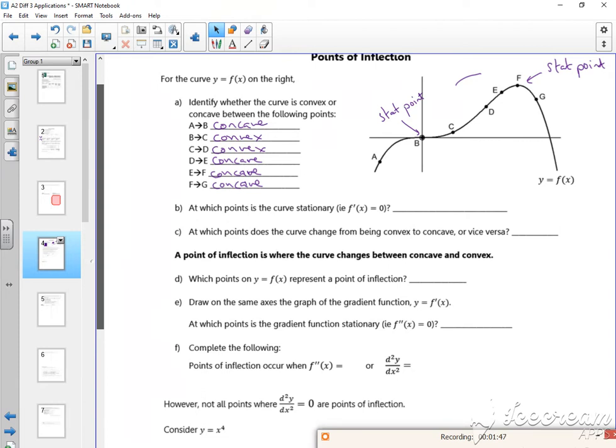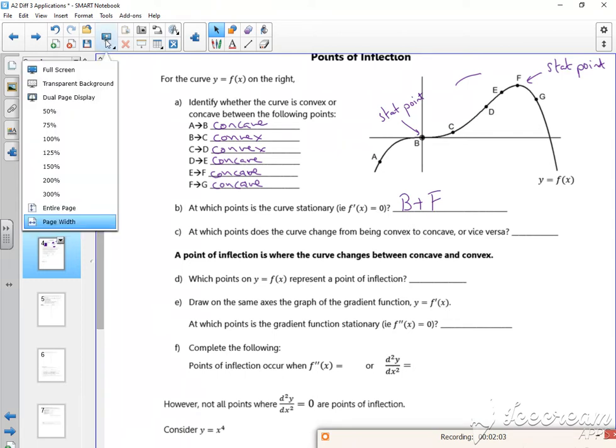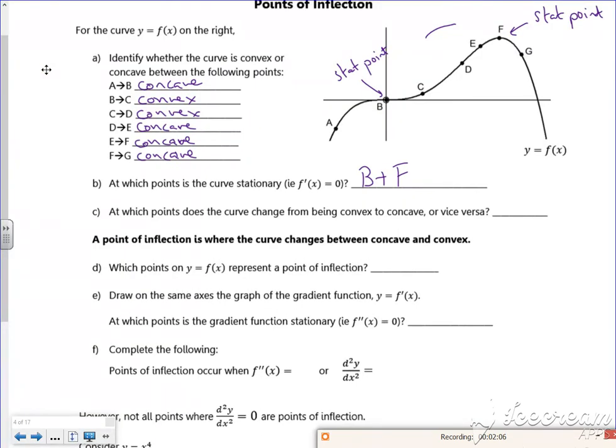It says, at which points of the curve is it stationary? So that's B and F. I'm answering my own question before I even read it. It says, at which points does it change from being convex to concave? Now, I always think of this as a roller coaster. It's easy to think about coming down a roller coaster. You're at the top and you come down and it gets really steep and then it starts to come back round. Somewhere around here, it's as steep as it's ever going to get.